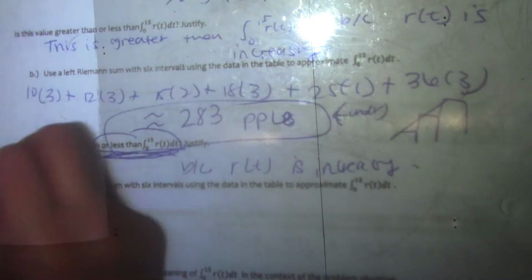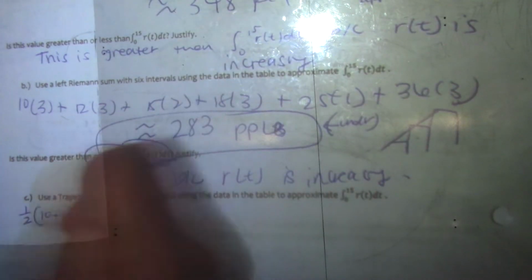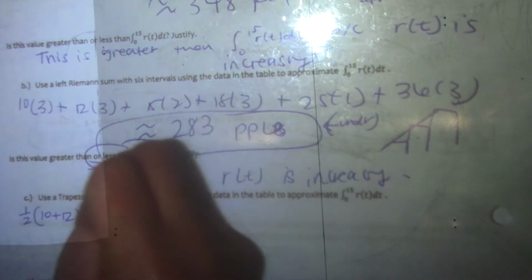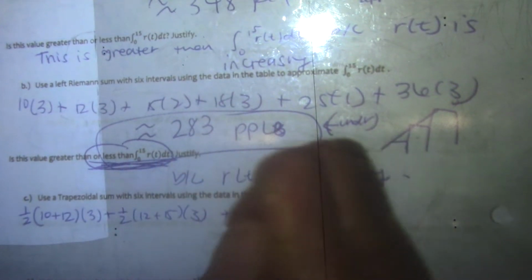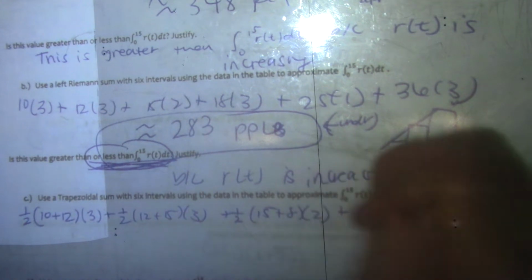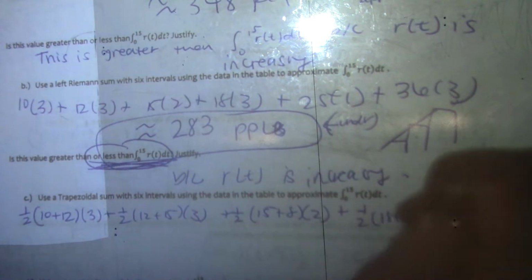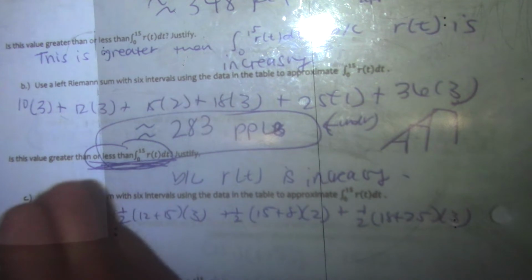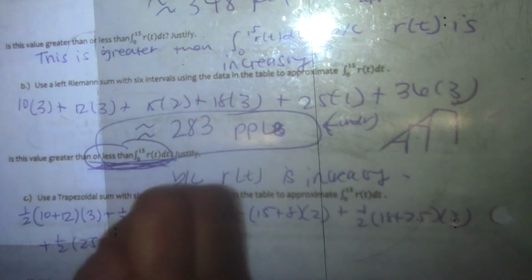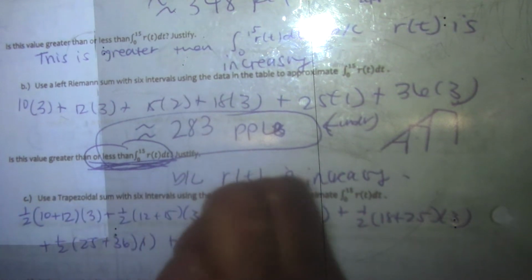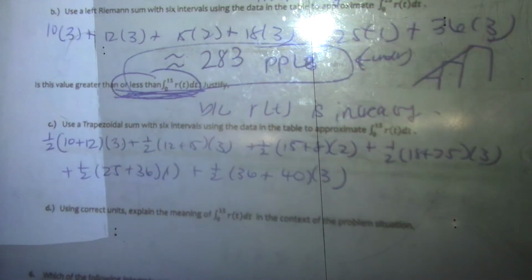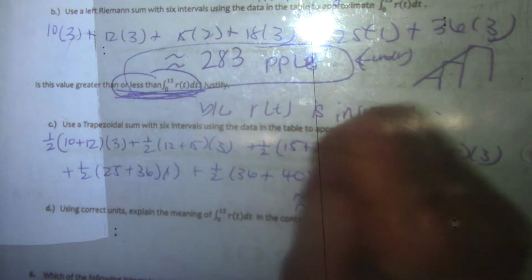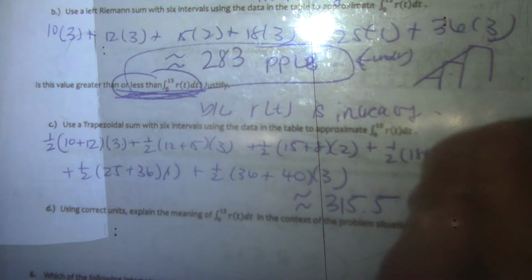Trapezoidal sum, so 1/2, I'm still doing 6 intervals, so I have to average each of these. 1/2 (12 plus 10) base of 3, 1/2 (12 plus 15) base of 3, 1/2 (15 plus 18) base of 2, plus 1/2 (18 plus 25) base of 3, plus 1/2 (25 plus 36) base of 1, plus 1/2 (36 plus 40) base of 3. Put it in your calculator. In this approximation, we get 315.5 people.